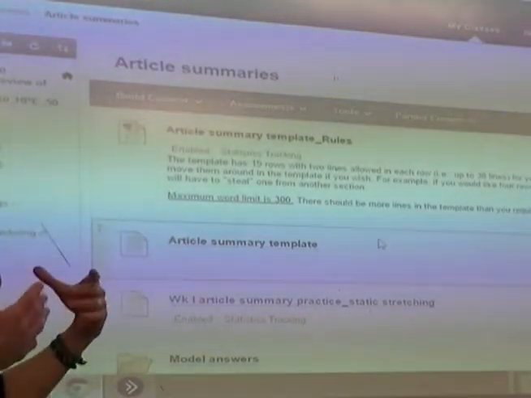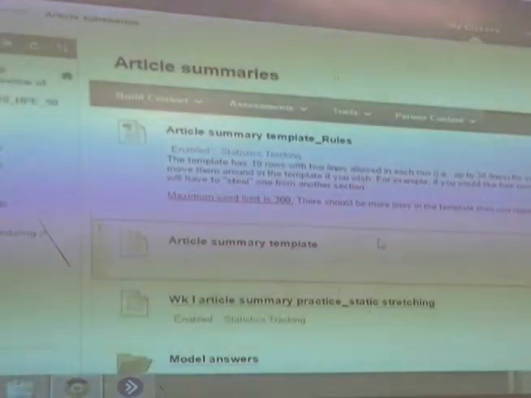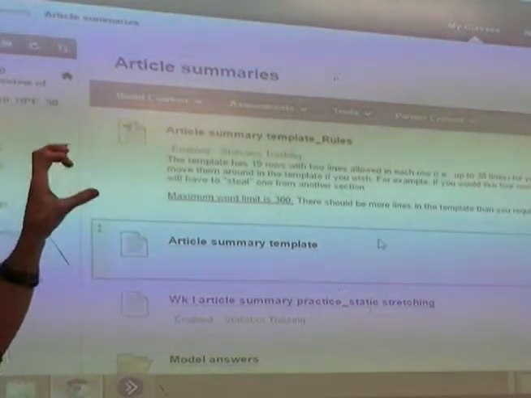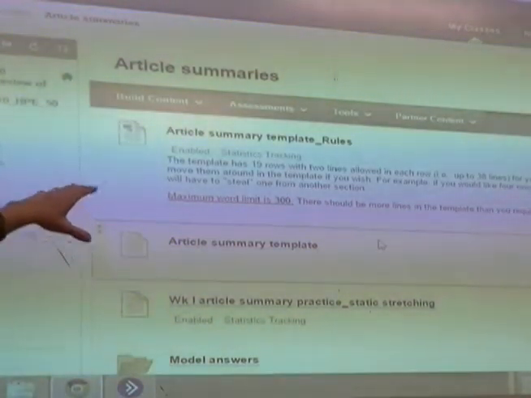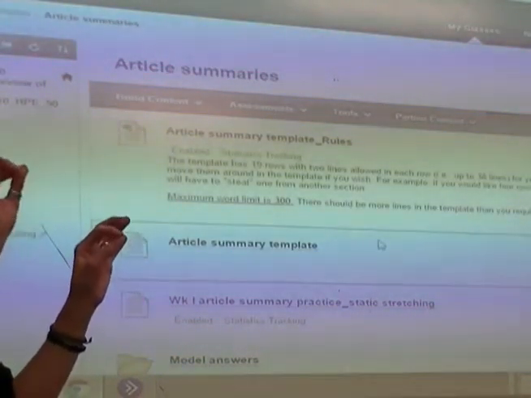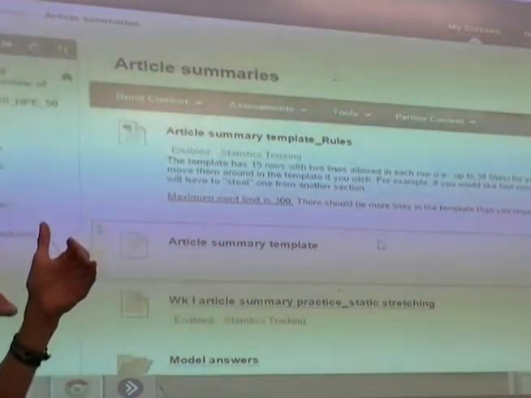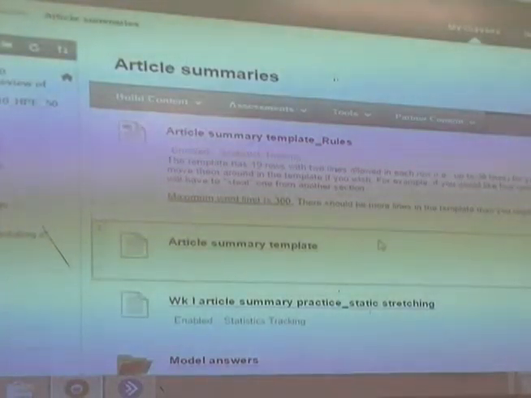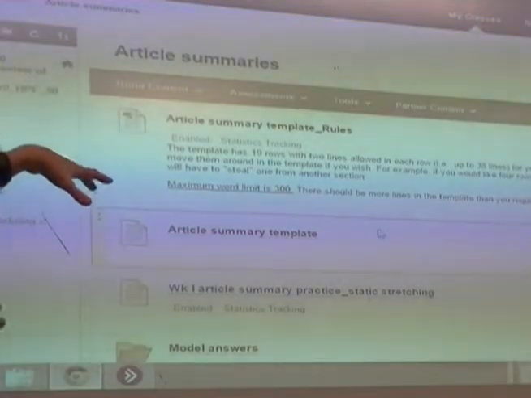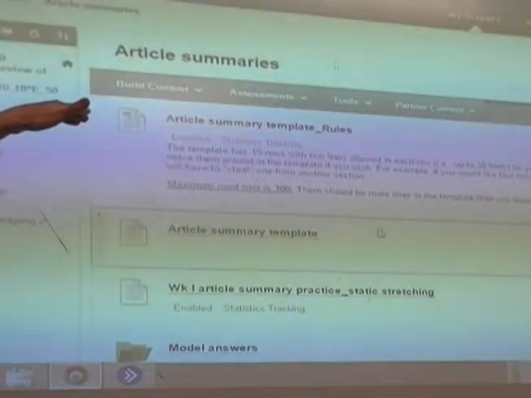Alright, so the template that I provided for an article summary has 19 rows in it, 19 boxes, and you're allowed to type 2 lines of writing in each box, no more than 2. Okay, so in total, you can't write more than 38 lines.